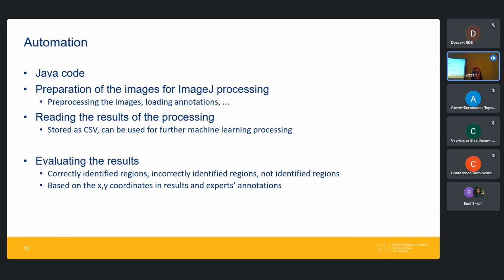To automate this process, I created a Java application. What this application does is some preparation of the images. It essentially runs the whole process, the ImageJ macro and so on. At the end, it just loads the CSV files, and they can be used for further processing or the evaluation, which is also part of the application. And the evaluation, as I mentioned, is based on the X and Y coordinates both from the system and from the experts as well.